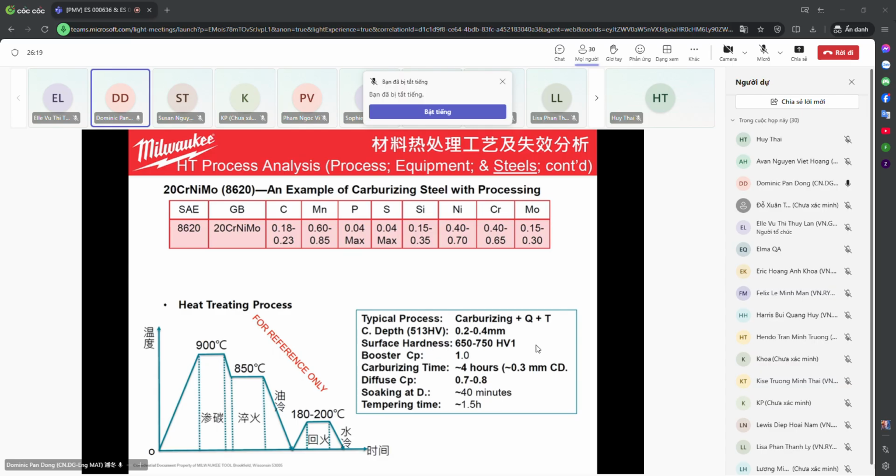Commonly, it's 1.0%. And of course, there's another step, so-called diffuse CP. That means the carbon potential during the quenching period, 850 Celsius. Commonly, it's about 0.7 to 0.8%. So that's overall this process setting.